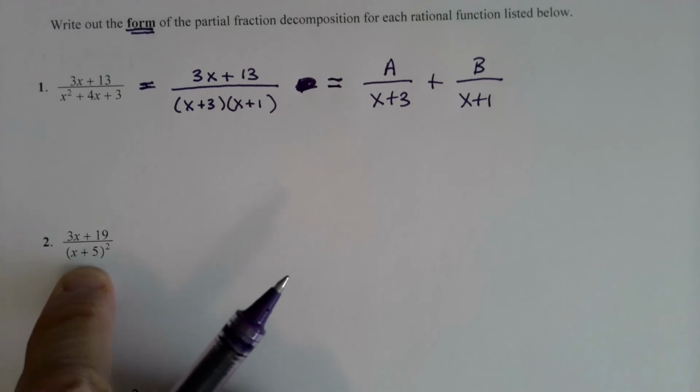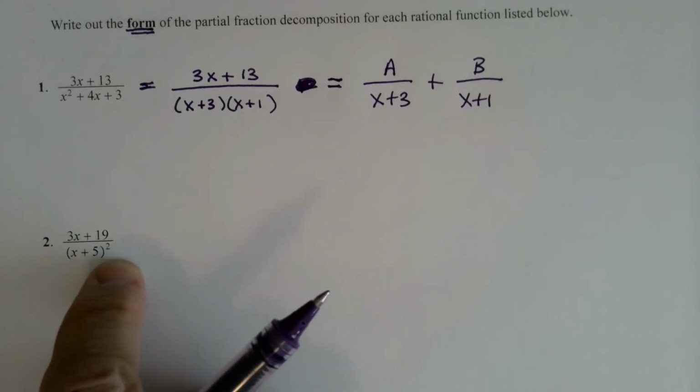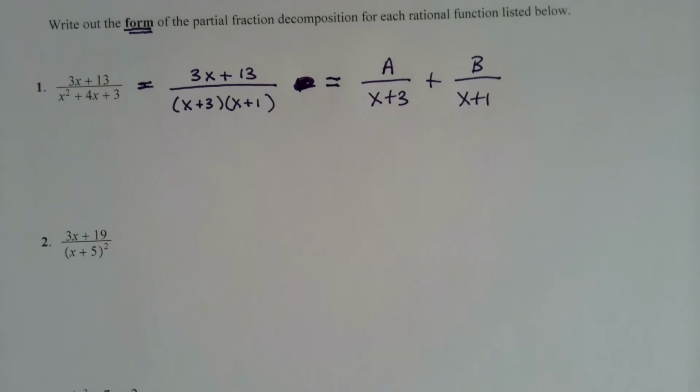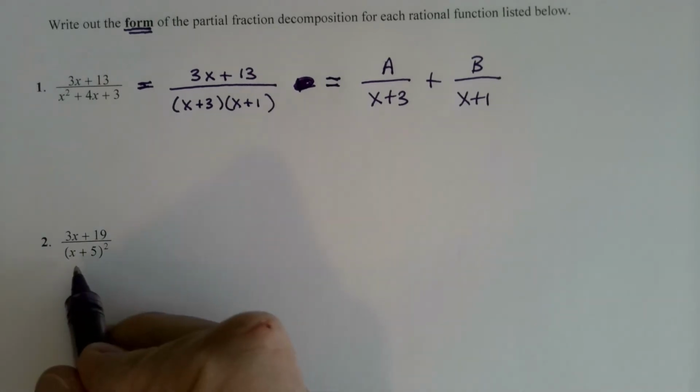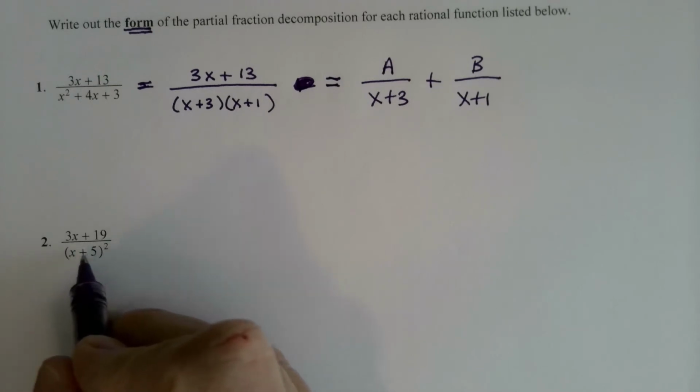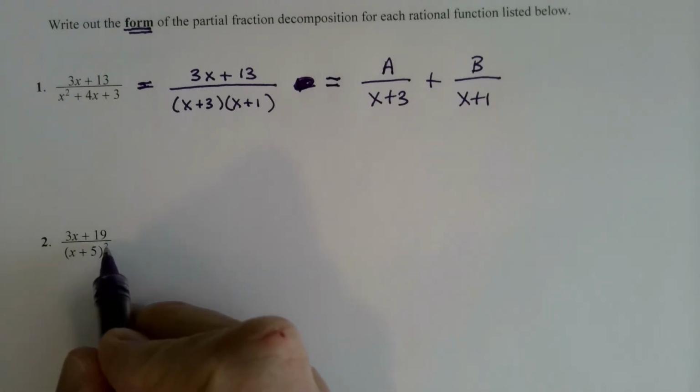It's factored for us. The denominator is already factored. Notice it's degree 2. If I were to FOIL this out, expand this out, I get x squared plus 10x plus 25, right? Degree 2, top is degree 1, so it's in the set form we need it to be. The denominator is factored. But this time, there's only one. This is a linear factor, but it's to the second power. So remember what that means.